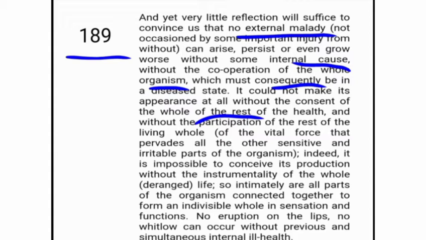So he always says that the whole body is required for the manifestation of an external disease. That's why he says it is indeed impossible to conceive of the production of a local disease without the instrumentality of the whole body. So intimately all those organisms get connected together from the individual whole, by sensation and function. The whole organism is intimately related to that local disease, and they manifest by sensation and function.